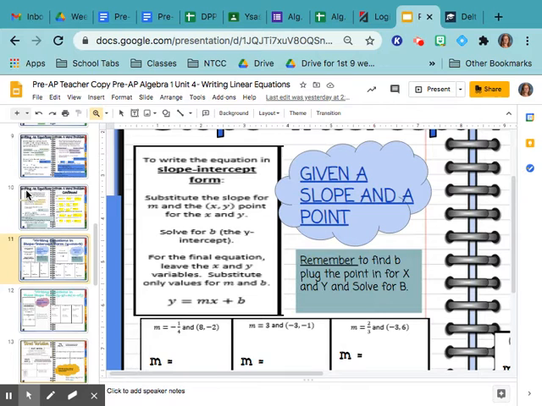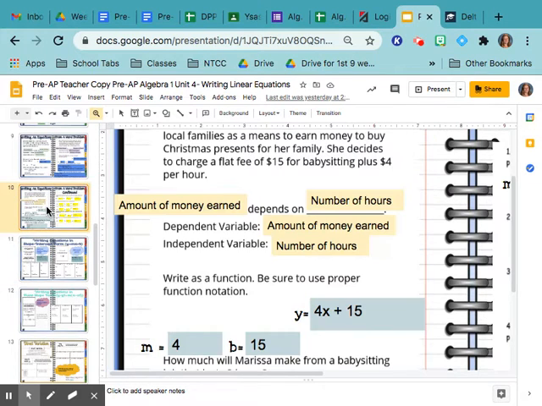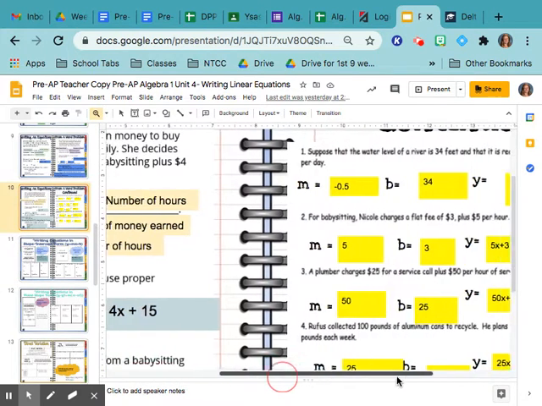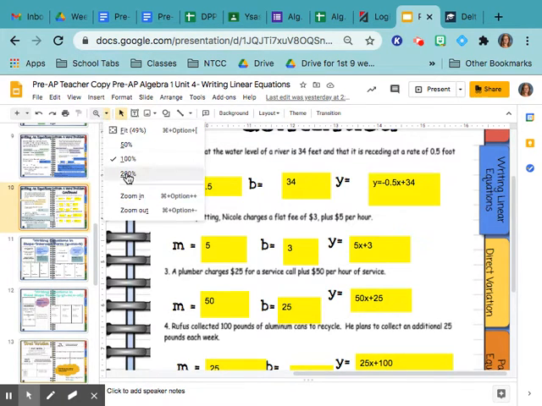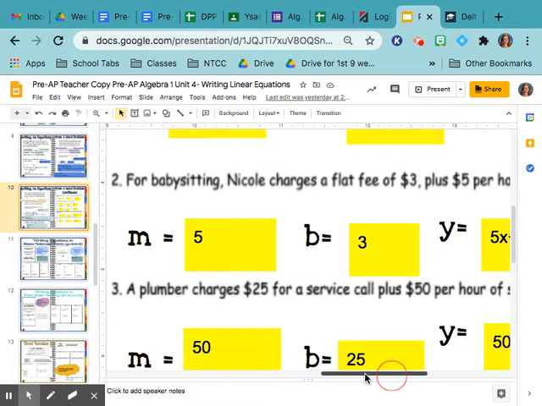We were supposed to finish slide 10 on Monday, so let's go ahead and just look at that real quick. This is what you should have already done. For one, it's a negative 0.5 as your slope because it's receding. What does receding mean? It's decreasing. It's going down. So I want you to check yours, make sure you got it right.